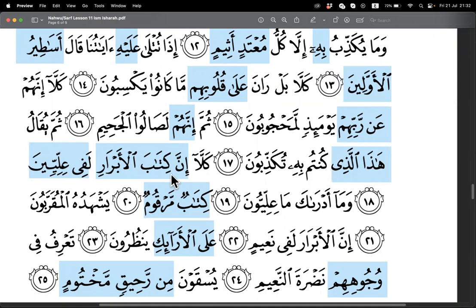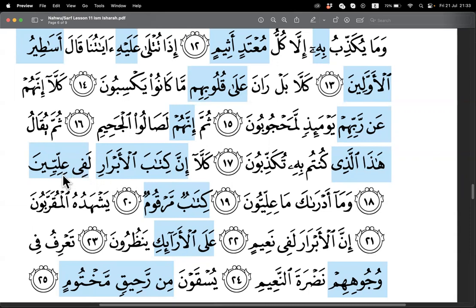Inna. Inna is half of nasab, and kitaba. Kitaba is ism inna. Good. And then kitaba and al-abrari. Kitaba is mudhaf, al-abrari is mudhaf ilaihi.